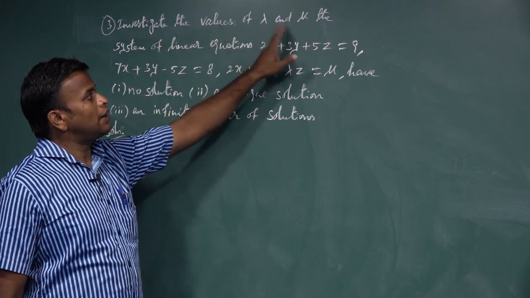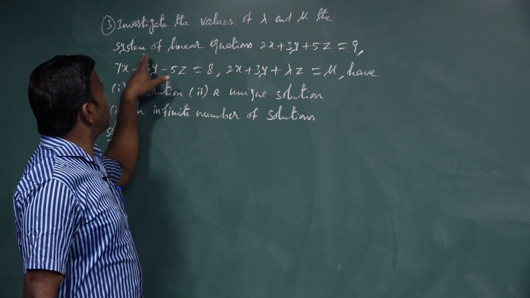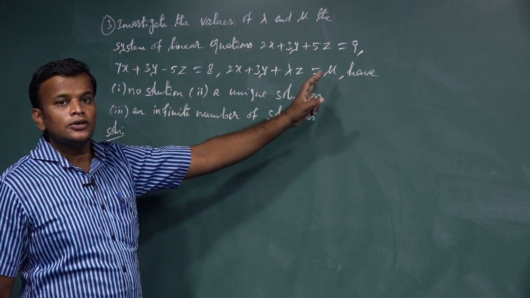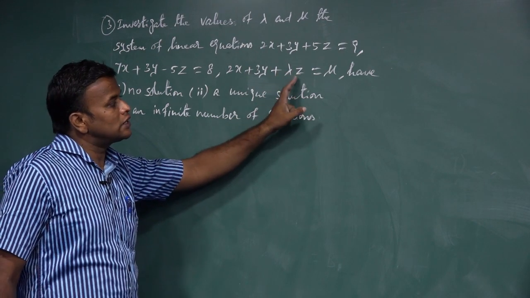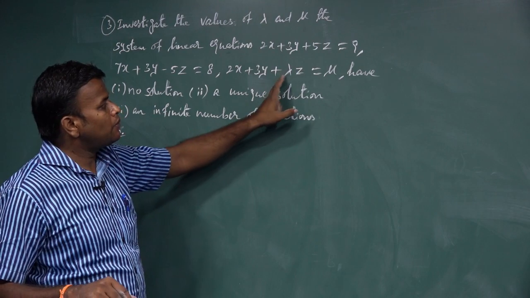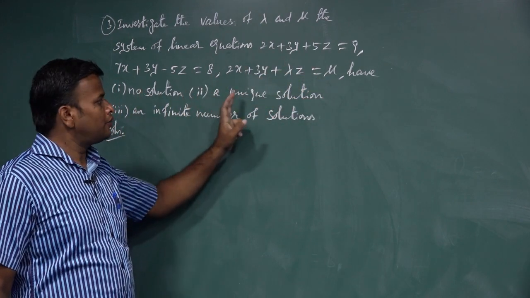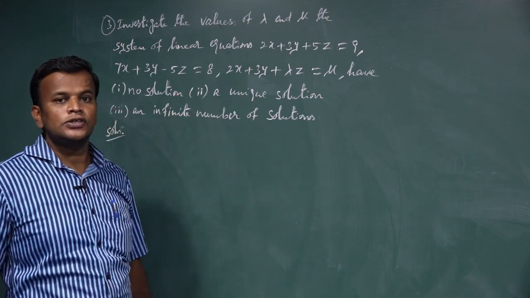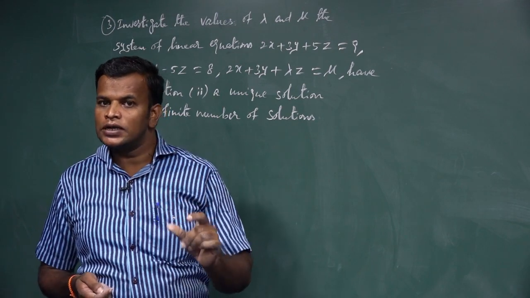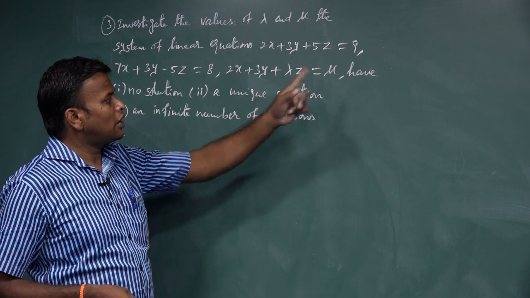Investigate the values of lambda and nu. The system of linear equations 1, 2 and 3, three equations is given. You see the coefficient of z and the constant are lambda and nu. We find for which values of lambda and nu this system has no solution, a unique solution and an infinite number of solutions, as in the previous one. In the previous one we found only one value of k. But you see here there will be two values. The values are lambda and nu.